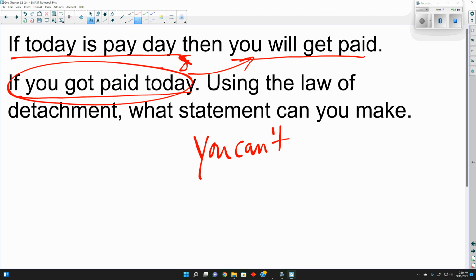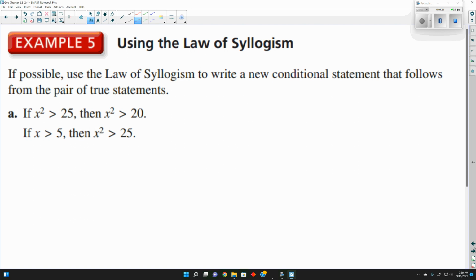So what we're looking at next is law of syllogism. Now the law of syllogism, really what we're looking for is a hypothesis and conclusion to match. We need a hypothesis of one to match the conclusion of the other. So what it tells us is this here. If x squared is greater than 25, then x squared is greater than 20. If x is greater than 5, then x squared is greater than 25. Do one of the hypotheses and one of the conclusions match with these two here? These two here match. X squared is greater than 25, yes?